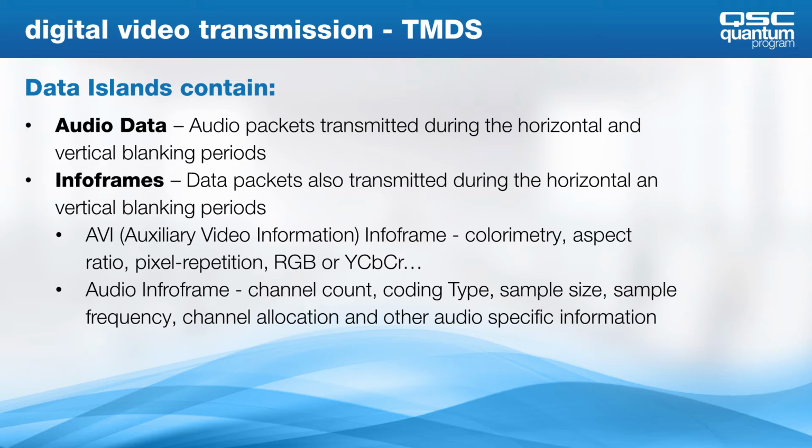Audio data contains the audio packets that is considered embedded audio. There are a few different kinds of info frames, but the one we're really concerned about is the AVI, or the Auxiliary Video Information. Similar to EDID, the AVI info frame provides the timing details. However, this information is specific to the video and audio data being sent, unlike EDID that provides multiple timings for ranges of values captured by the sink.